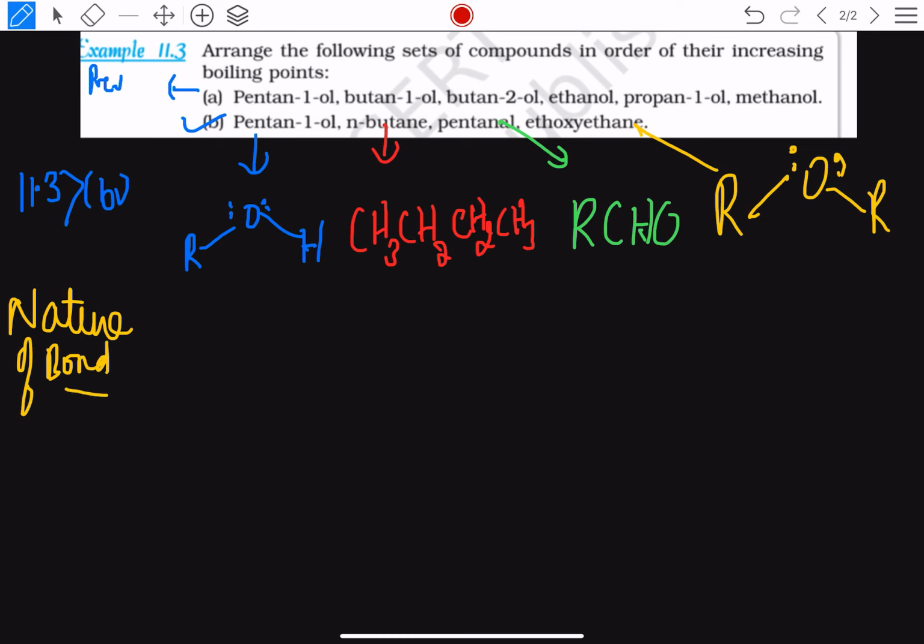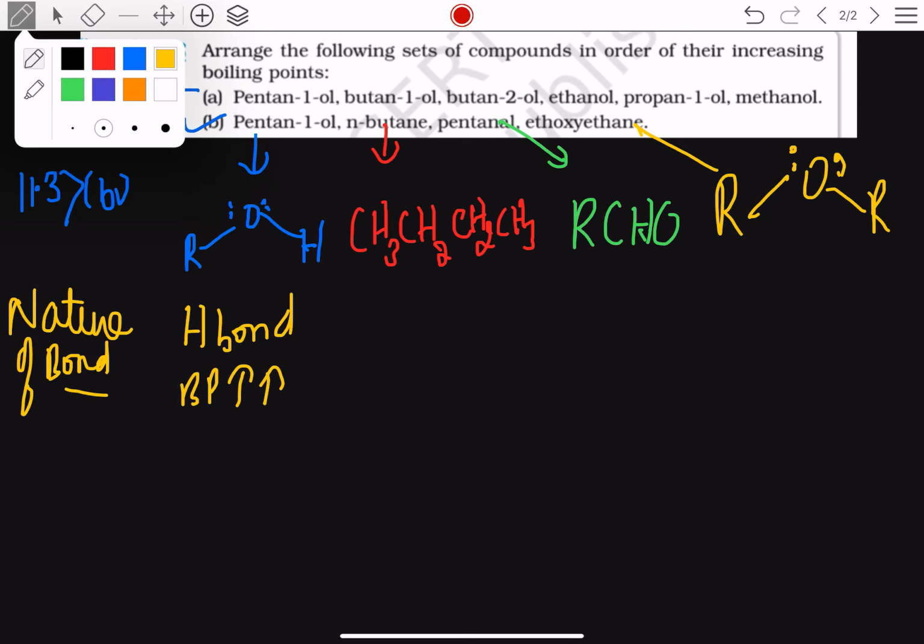Talking about alcohol, first of all, in alcohol, as you can see, the oxygen is bonded to a hydrogen. Oxygen is highly electronegative, and hydrogen, which is the electropositive element, bonds to it. It is called a hydrogen bond, and it is a very strong bond. The strongest intermolecular force is the hydrogen bond. That means the boiling point will be very high because the bond is stronger and difficult to break. A stronger bond means a higher boiling point.